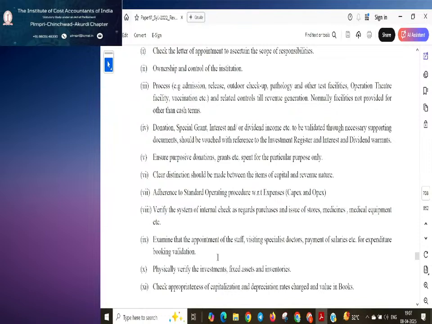Then we physically verify the investments, fixed assets and inventories. Inventories basically of medical stuff, because you cannot age the inventory. In hospitals, when you have an inventory of medicines, it always comes with expiry dates. So you cannot just accumulate inventory, because it is going to go waste, or there are certain conditions where it is disposed of, or it might be sold off without looking at the expiry date. So we should be very careful with inventories of medicines which are subject to expiry dates. That is very important in case of hospitals. Then check the appropriateness of capitalization and depreciation rates which are charged and the value in the books. So capitalization and depreciation rates are very important.